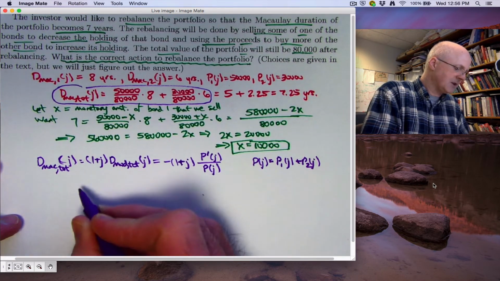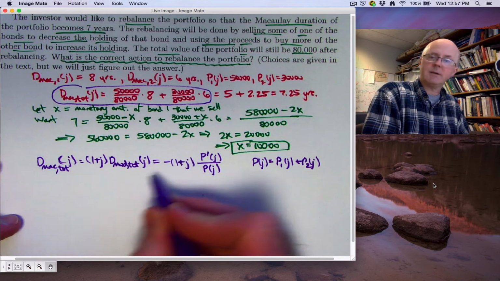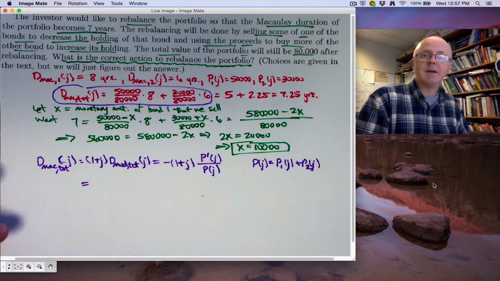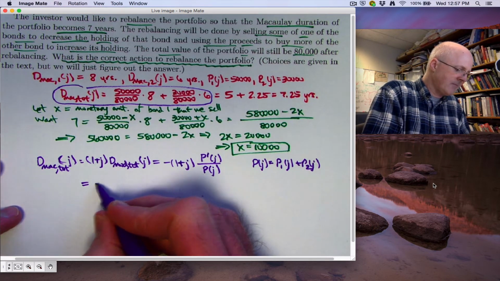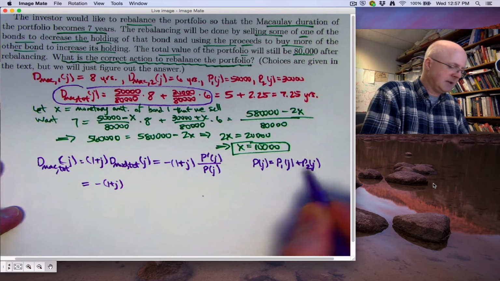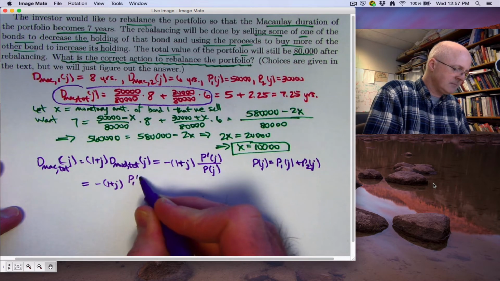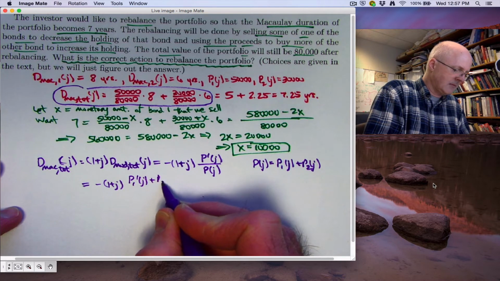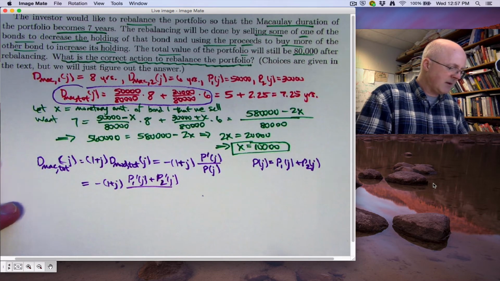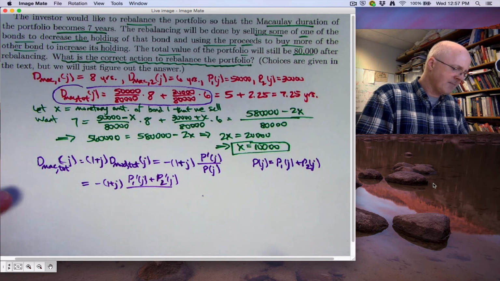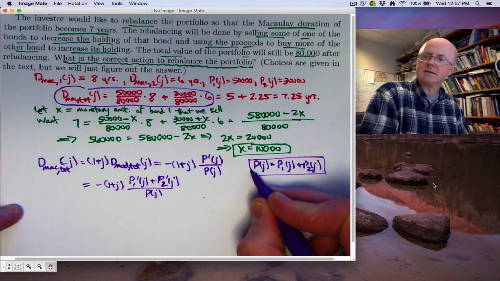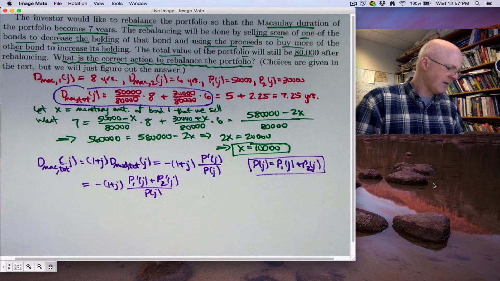Okay, so that's the definition of modified duration plus the relationship between the Macaulay duration and the modified duration that we already know. Now we use the fact that the derivative, the prime, is a linear operator. P prime of j is P1 prime of j plus P2 prime of j. So I could write this. Should I write a P1 of j plus P2 of j in the bottom? I could, but I'll just leave it as a P of j, where I just remind myself this is the case here.